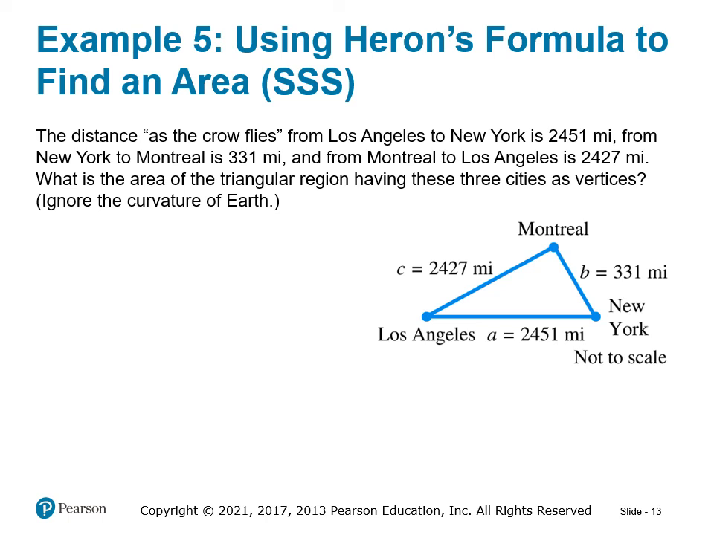This is when you have side, side, side, because the area is based upon the perimeter, the semi-perimeter. The distance as the crow flies from Los Angeles to New York is 2,451 miles. From New York to Montreal is 331 miles. From Montreal to LA is 2,427 miles. What is the area of the triangular region having these three cities as vertices? Okay. This is not to scale. This isn't actually the size of the country.